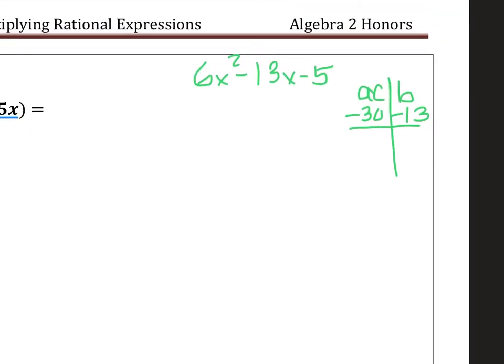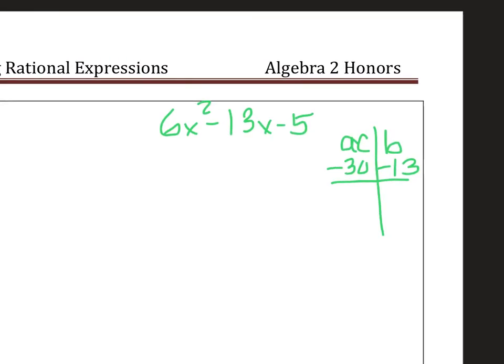There's something about these numbers that everyone wants to use 10 and 3, but because our AC is negative and our B is negative, 10 and 3 will not work. That would either result in a negative 7 or a positive 7. So we're actually looking for 15 and 2. A lot of people get that confused. I don't know why, but I see that phenomenon all the time. We want our 15 to be the negative one because when summed together, we want that negative 13.